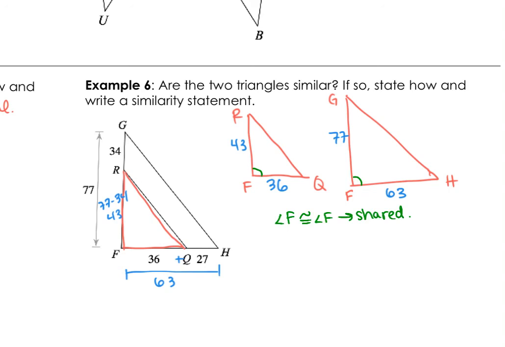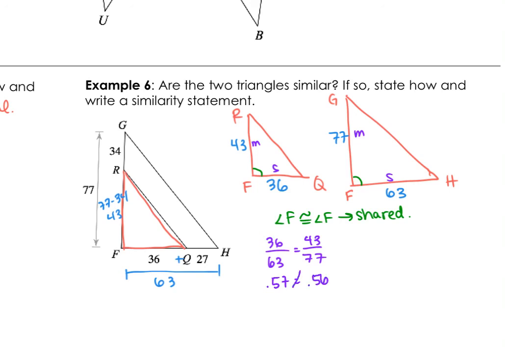Now all we need to do is check our sides. So again, I'm going to match up my smalls with my small. So 36 is small, 63 is small, and then medium with medium. So I'm going to do, let's see, 36 over 63, and I'm going to check if that's equal to 43 over 77. Well, when we put that in our calculator, we get a subtle difference. 36 over 63 is about 0.57, and 43 over 77 is about 0.56.